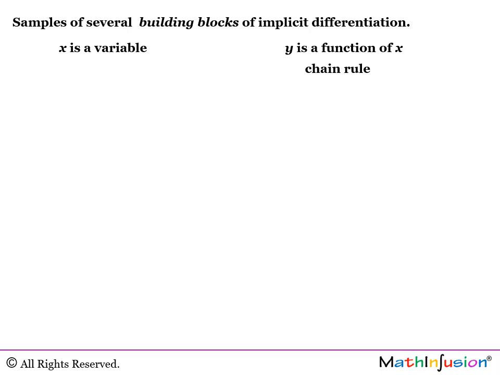Here we will go over examples of several building blocks of implicit differentiation. We need to differentiate x with respect to x. d/dx of x is 1. But d/dx of y is dy/dx. Because we're using the chain rule, it is 1 times dy/dx.